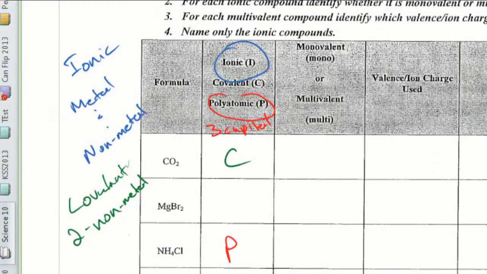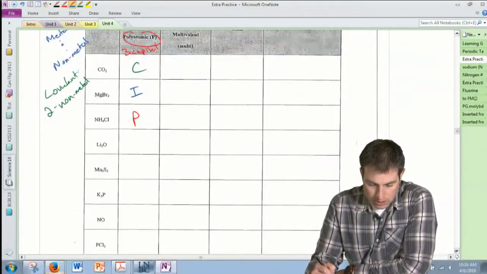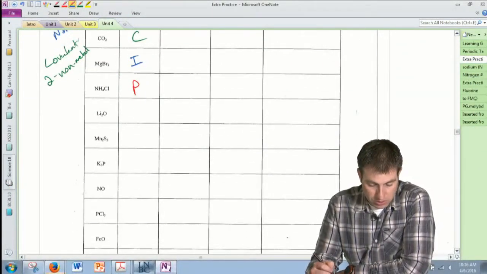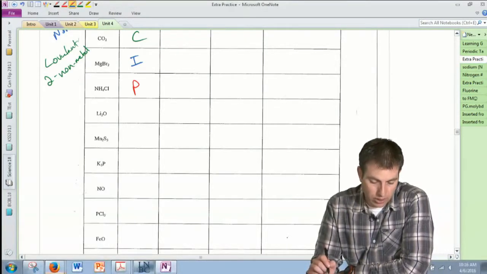The next one, Mg, magnesium. Is that a metal or a nonmetal? Magnesium is a metal, so this is automatically an ionic compound. We will never have a metal in a covalent compound. Just breaks the rules. So what I'm going to do is I'm just going to scan really quickly and look for metals. If I see a metal, it's ionic.